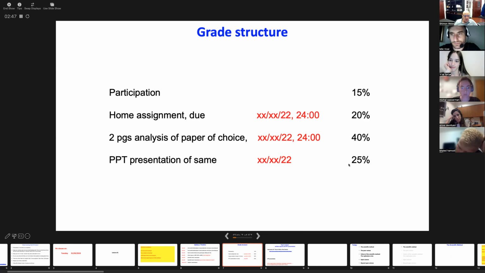The PowerPoint presentation will be around 25, 30 minutes, 20 minutes presentation and 5 minutes questions, something like that. You will have to consult with me about what paper you're going to present, a paper or a group of papers. I specifically did not put dates here. This will come as we go and we'll adjust dates accordingly.